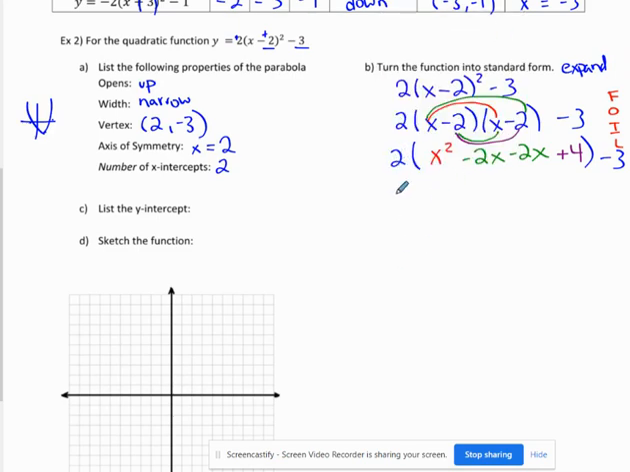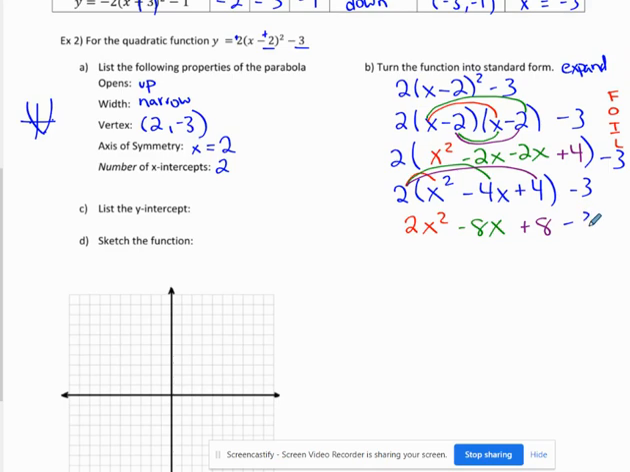Okay, so this turns into that. Let's just make this look a little nicer. Add our like terms, so we get x squared, -2x, and another -2x is -4x plus 4, and then minus 3. Okay, next we need to finish expanding these brackets by multiplying this 2 inside. So 2 times x squared is 2x squared. 2 times negative 4x is negative 8x. And then 2 times positive 4 is positive 8. And then just carrying down our negative 3 at the end.